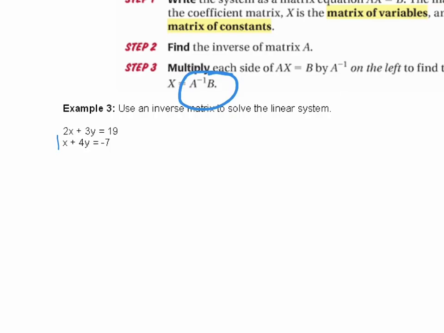Okay. What this then allows me to do is write 3 different matrices, and we're going to build something right now. It's called a matrix equation. So we're going to take this linear system right here, and we're going to rewrite it as a matrix equation.